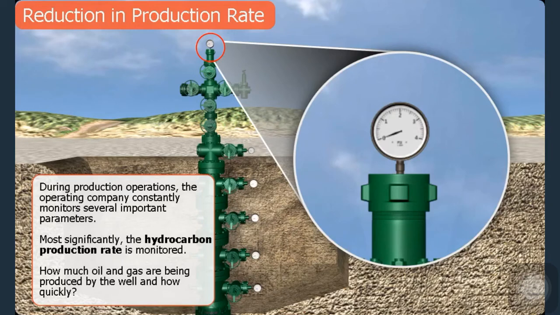During production operations, the operating company constantly monitors several important parameters. Most significantly, the hydrocarbon production rate is monitored: how much oil and gas are being produced by the well and how quickly.